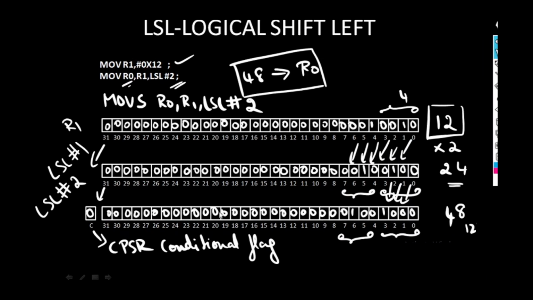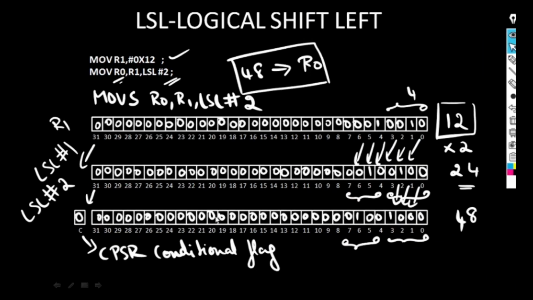Other flags will be updated too. If the result generated for r0 is 0, then the Z flag will be set to 1. If it's negative, that is if your MSB is 1, the 31st bit is 1, then N will be set to 1. If overflow is generated, then V is set to 1.